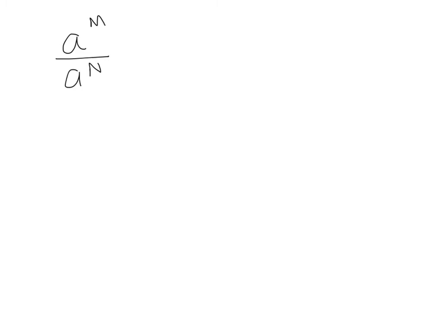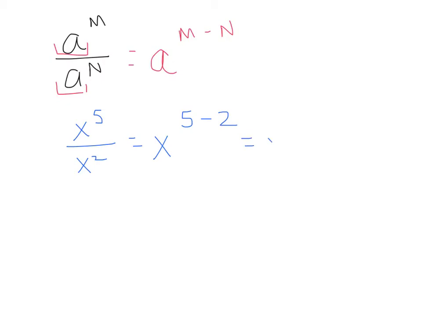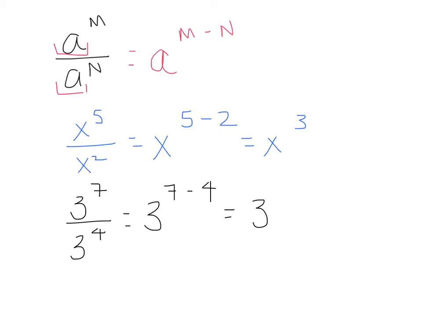When you have two things with exponents, again, make sure they have the same base, and you are dividing them. You take the base, and now you take the numerator's exponent and subtract the denominator's exponent. So if I gave you x to the fifth divided by x squared, you would take the exponent on the top, subtract the exponent on the bottom, and that gives you x to the third power. If you had 3 to the seventh power divided by 3 to the fourth power, you would take the 7, subtract the 4, and you would get 3 to the third power.